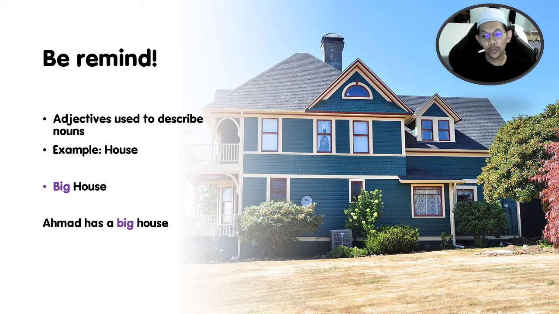First, I need you to always be reminded of adjectives. We are going to learn about adjectives today. So an adjective is used to describe nouns. Adjective in Malay, what do we call that? We call adjective in Malay kata sifat. Okay, so kata sifat. Adjectives are used to describe nouns.